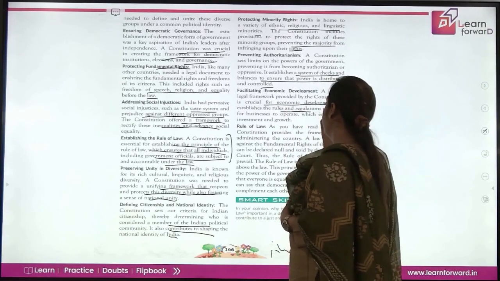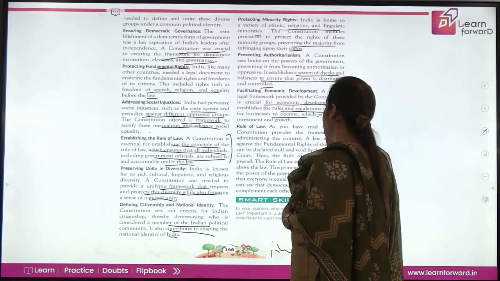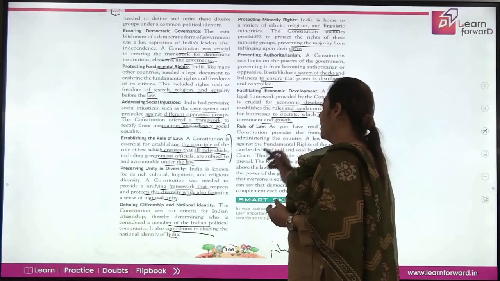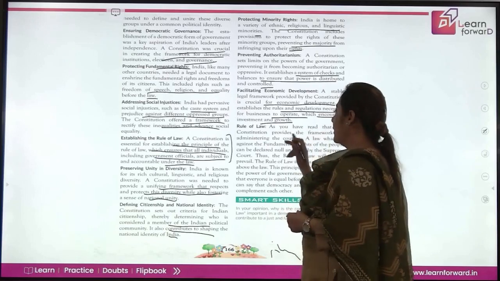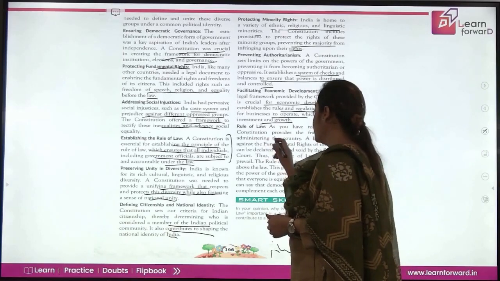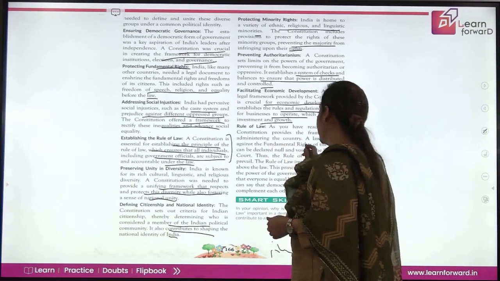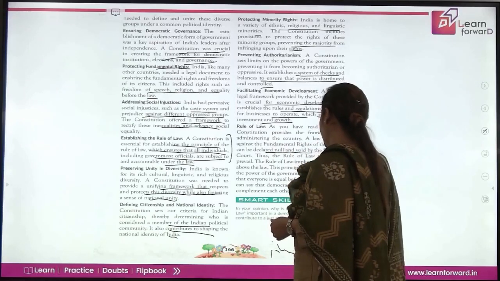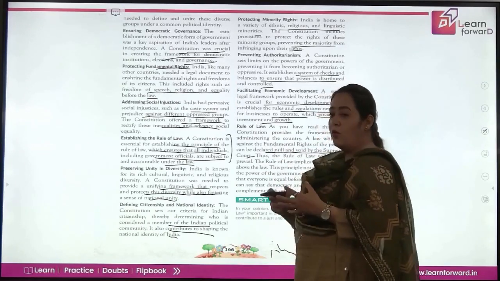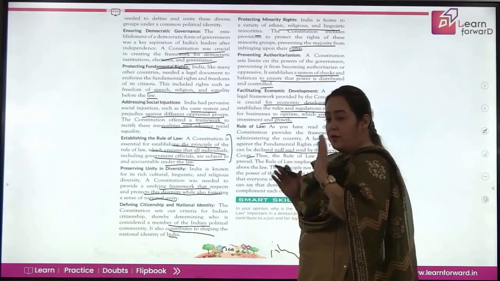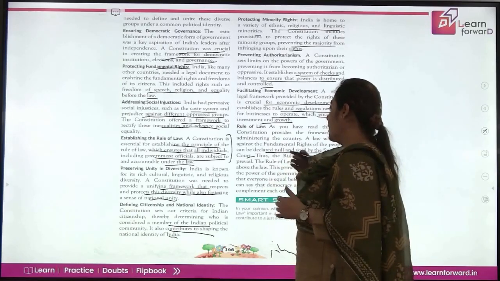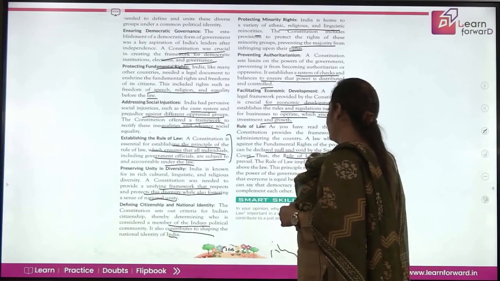It establishes the rules and regulations necessary for businesses to operate, which encourages investment and growth. Then, as a rule of law, as you have read, a constitution provides a framework for administrating the country. A law which is against the fundamental rights of the people can be declared null and void by the Supreme Court. जो भी law सुप्रीम कोर्ट उसको null and void कर सकता है जो लोगों के अगेंस्ट हो. जो रूल ऑफ लॉ है will always prevail.